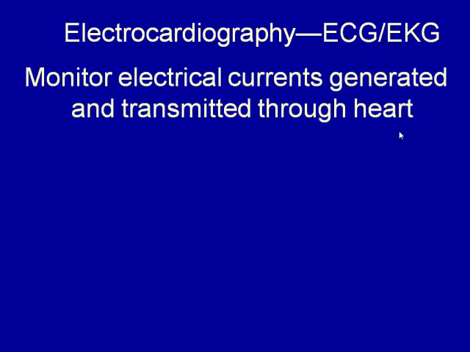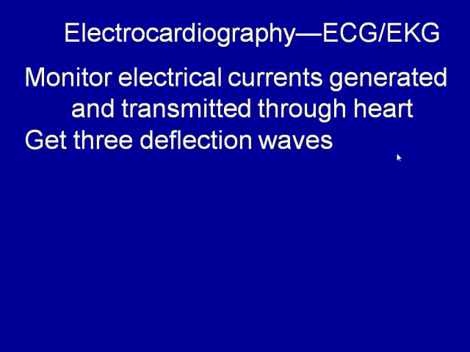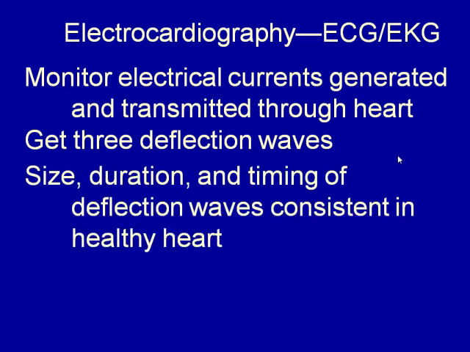Because all of the signaling to the heart is based on electrical currents, we can measure those electrical currents through electrocardiography. There was a move at one time to start calling them ECGs, but I don't think that's really hung on. I think everybody pretty much still calls them EKGs. But this is simply monitoring those electrical currents that are generated and transmitted through the heart by the cardiac conduction system. Now, on a simple 3-lead EKG, you get 3 deflection waves.